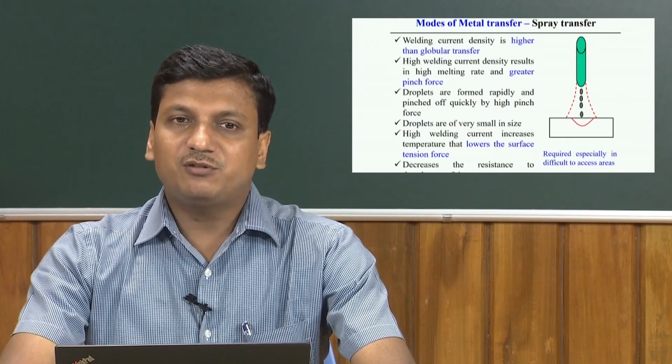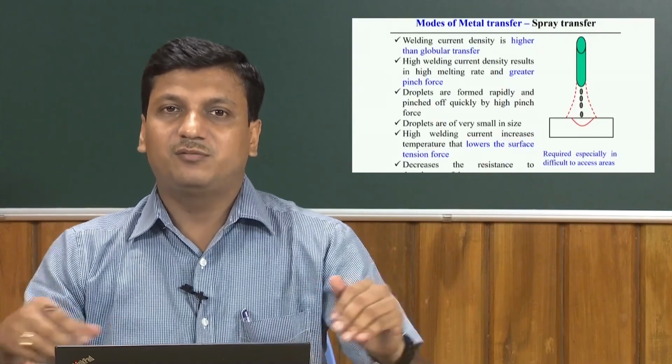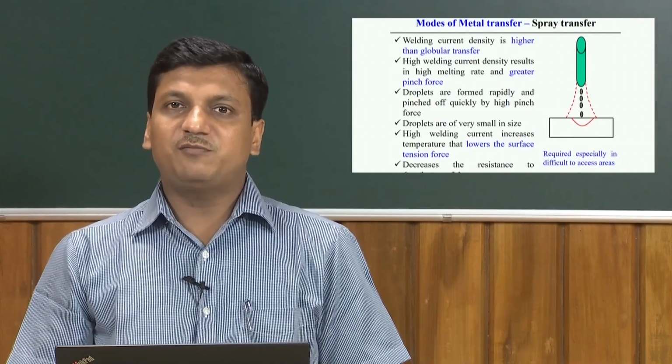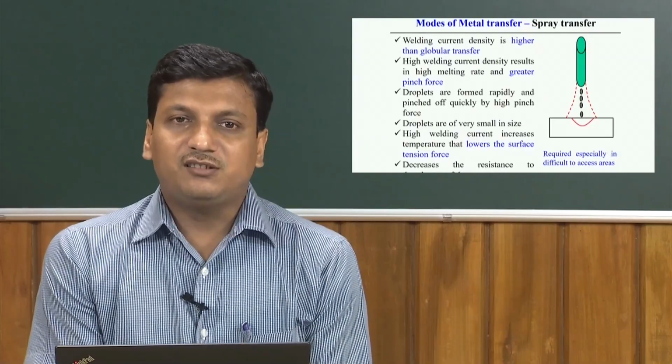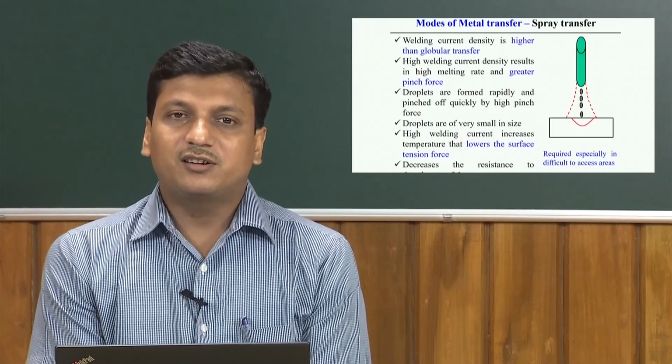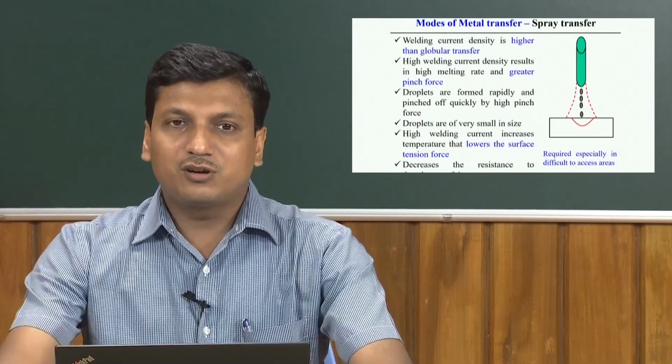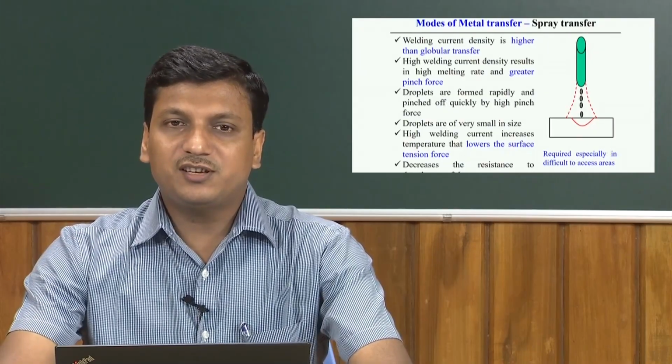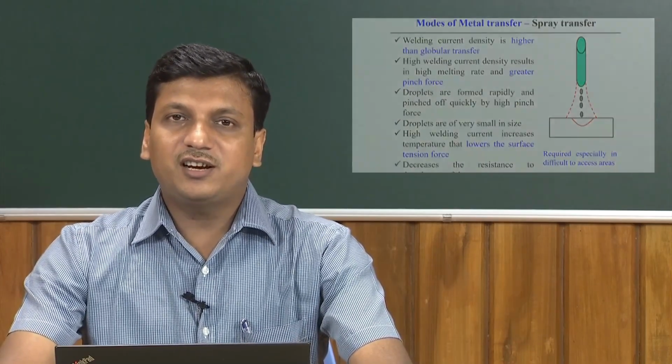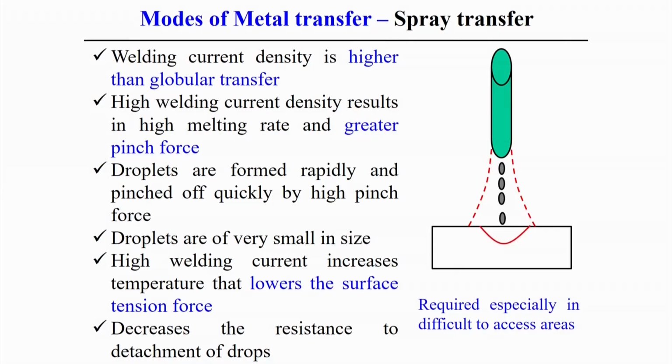In the spray transfer, what happens? In this case, different from the other two cases, it is a high welding current density as compared to the globular metal transfer. So, in this case what happens? The high welding current density results in a high rate of melting, and at the same time a greater amount of pinch force acts in this type of metal transfer.